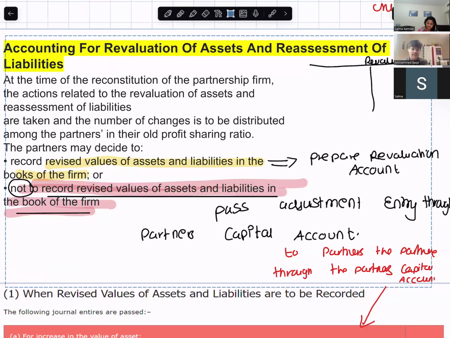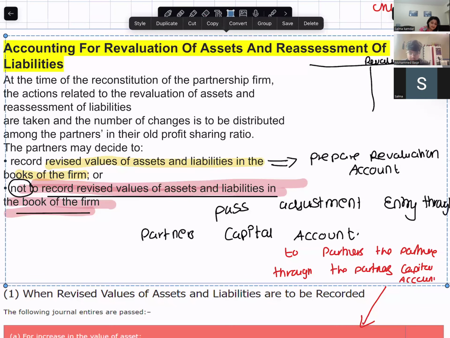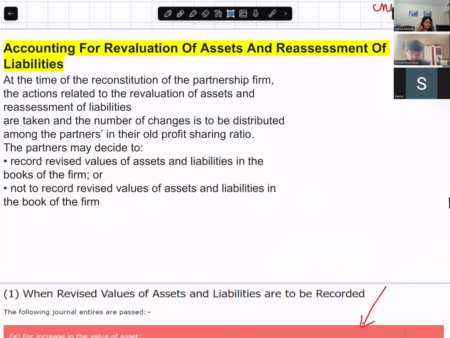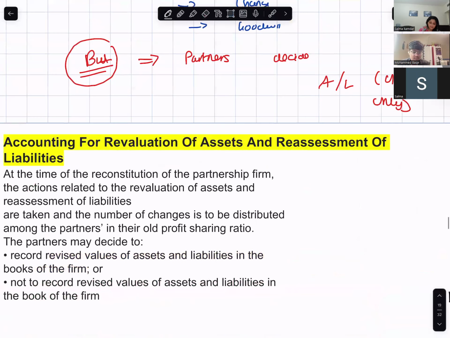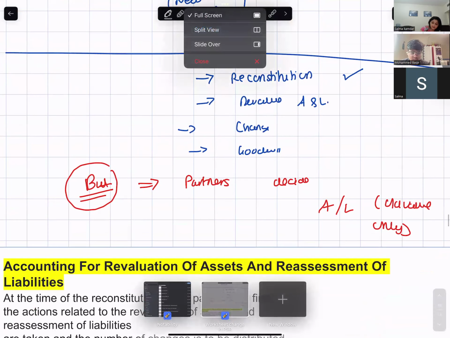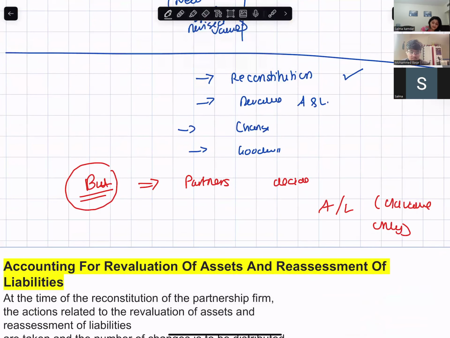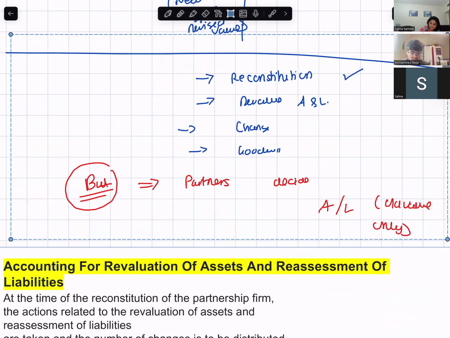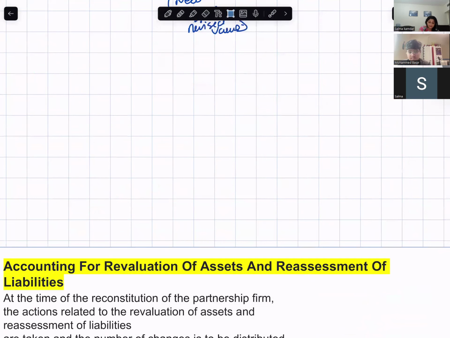Are you with me? So I am teaching you how do you revalue your assets and liabilities. Now you know that when there is a partnership, the old partners will have their old balance sheet. Okay, the old partners will have their old balance sheet. Can you tell me how does the balance sheet look like?